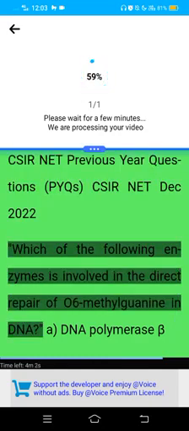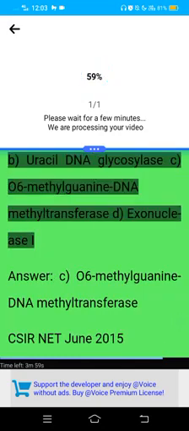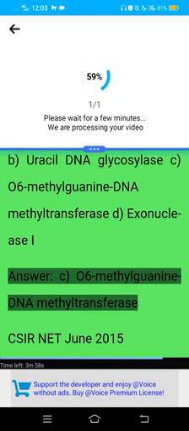CSIR NET previous year questions (PYQs). CSIR NET December 2022. Which of the following enzymes is involved in the direct repair of O6-methylguanine in DNA? A. DNA polymerase B. Uracil DNA glycosylase C. O6-methylguanine DNA methyltransferase D. Exonuclease I. Answer: C. O6-methylguanine DNA methyltransferase.